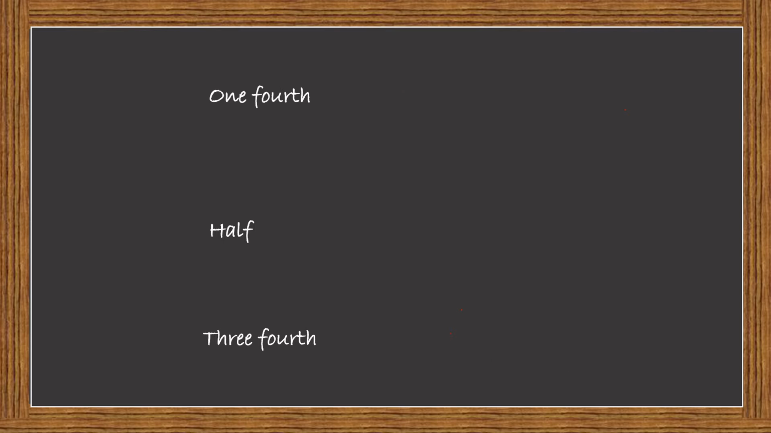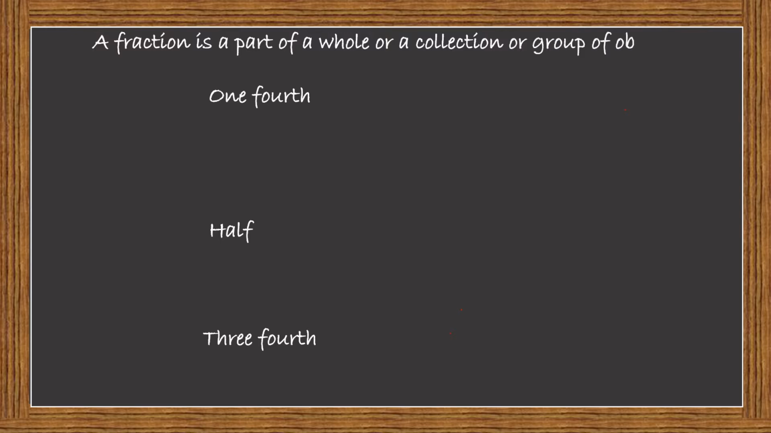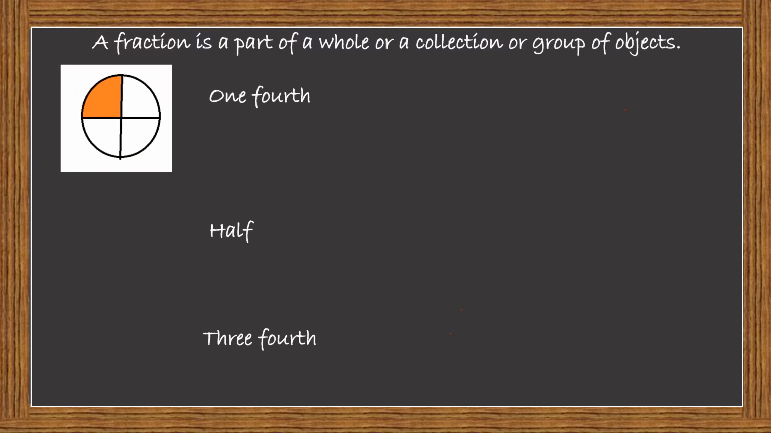Before starting today's topic, we will revise what we have done yesterday. Yesterday we have seen what fractions are. A fraction is a part of a whole or a collection or a group of objects. So here is 1/4. Here we have considered this circle as one whole which is divided into 4 equal parts and we have selected 1. This is 1/4. This is a fraction as a part of a whole.